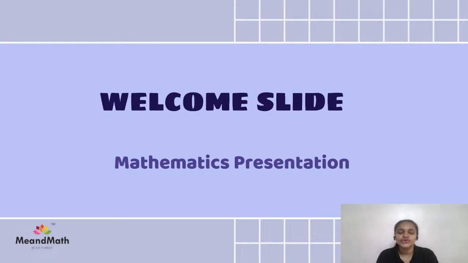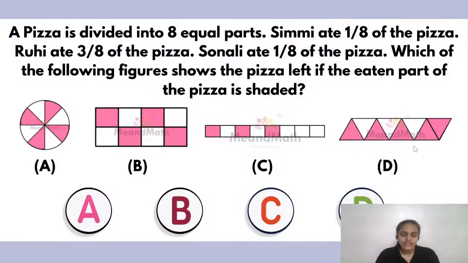And here comes my first question. Please read carefully and answer correctly. The question reads: a pizza is divided into 8 equal parts. Simmi ate 1/8 of the pizza. Ruhi ate 3/8 of the pizza. Sonali ate 1/8 of the pizza. Which of the following figures shows the pizza left if the eaten part of the pizza is shaded? Read the question properly and carefully and then answer.